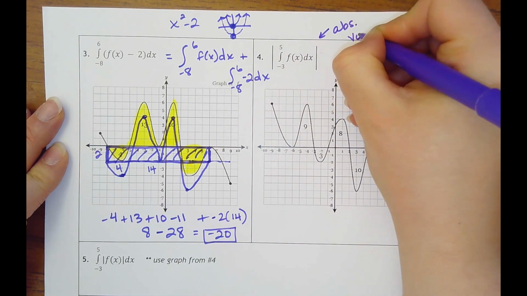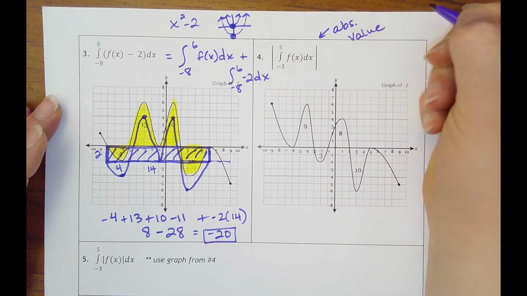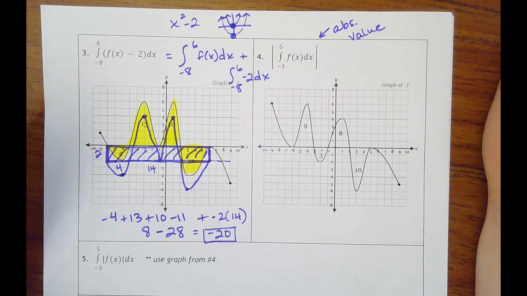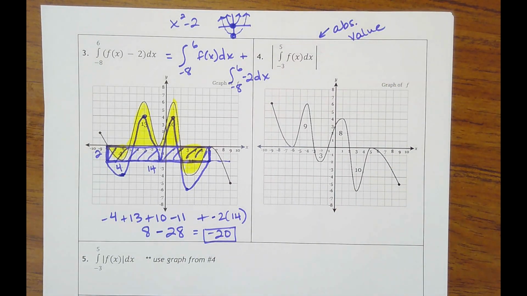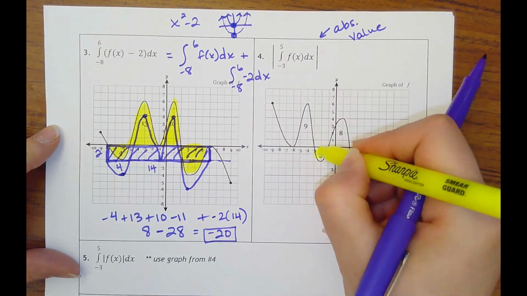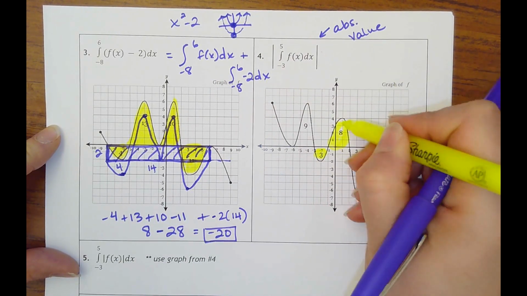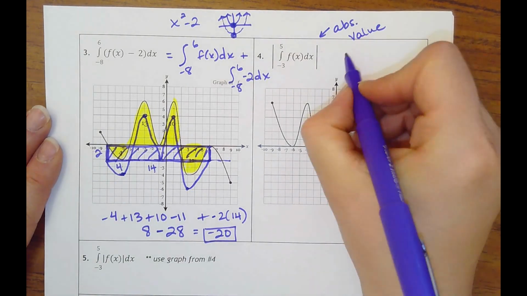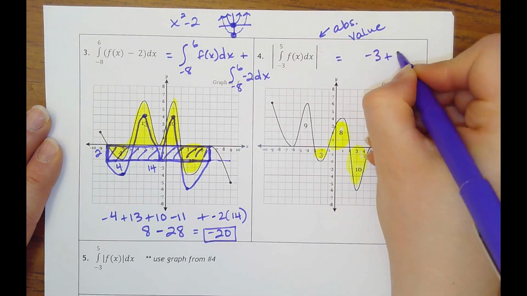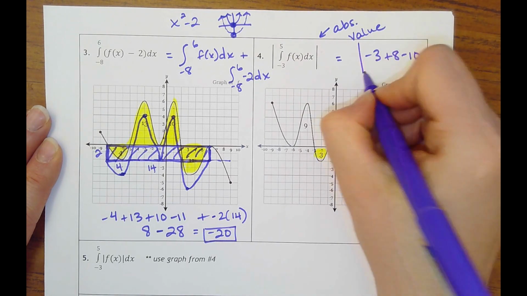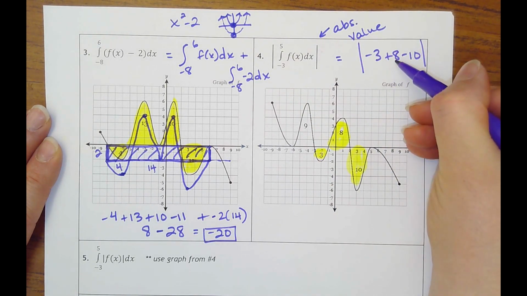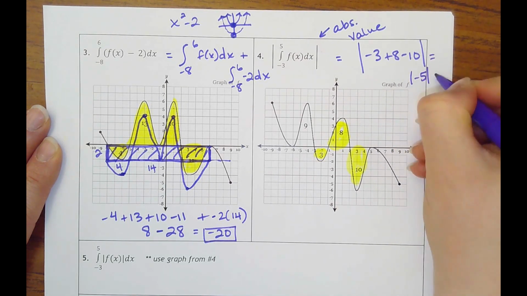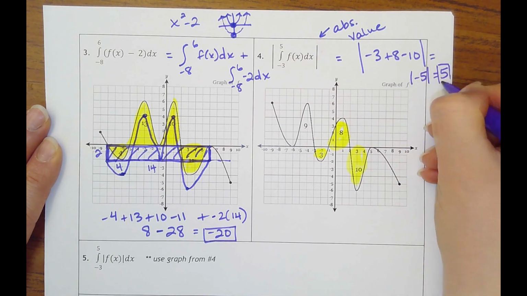Remember, absolute value changes things because it makes stuff positive. So in this function, we're just basically taking absolute value of the whole thing. So we would do from -3 to 5. That would be this area, and this area. So we've got -3 plus 8 minus 10, and then we're going to take absolute value. So that would be 5 minus 10 would be -5, which would turn into an area of 5.